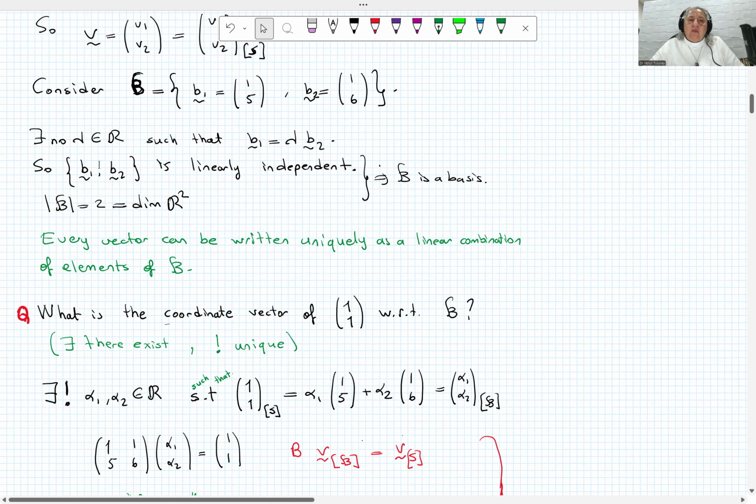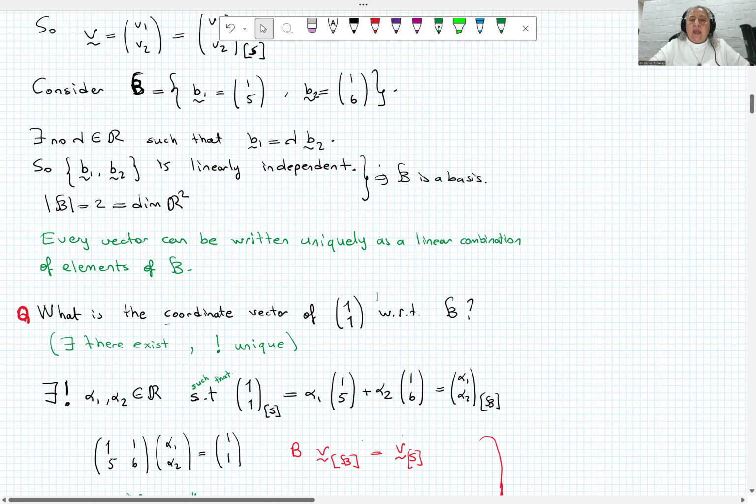Since you have two vectors, which is the dimension of R2, you have enough vectors, and they are linearly independent. It means they are going to span all of your space. So it is a basis. It's definitely a basis. So this is what I'm saying in this corner: B, given by these two vectors, is a basis. Crystal clear. That means that every vector can be written uniquely as a linear combination of elements of B.